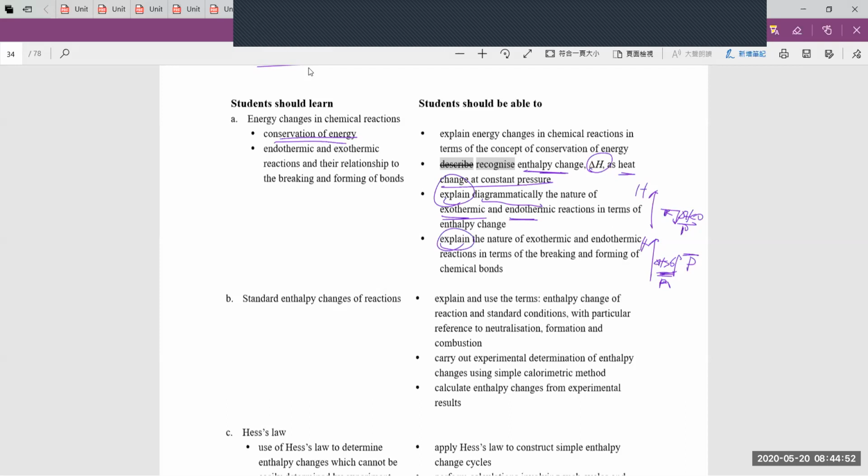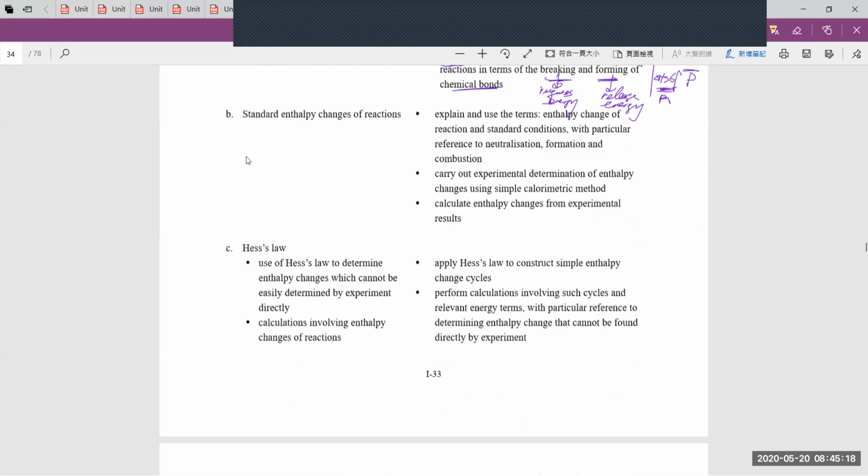You may also need to relate it to the breaking or formation of chemical bonds. You know that breaking bonds requires energy and forming bonds releases energy. So this is what I would like you to get to know. Is that clear?